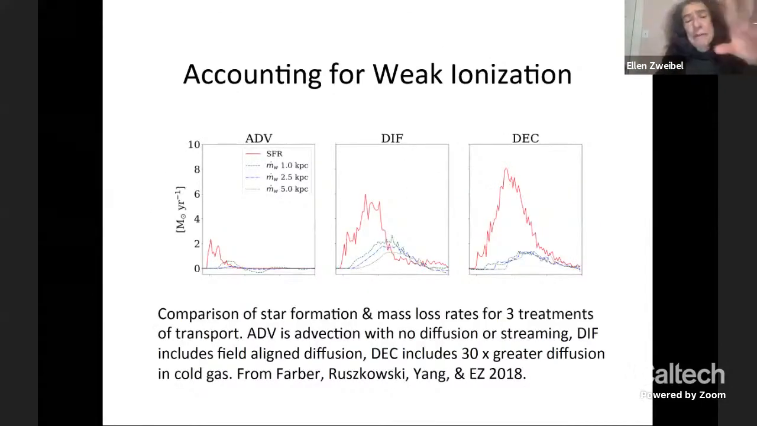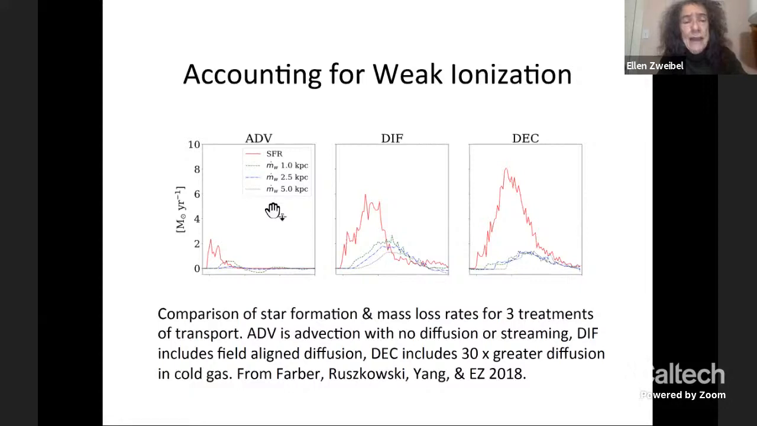Now, if you account for the fact that stars form in dense gas, which is weakly ionized, the waves that scatter the cosmic rays are damped, whether due to extrinsic turbulence or due to self-confinement, there should be some sort of decoupling. And with Ryan Farber, a grad student at Michigan, we investigated what the properties of winds and star formation would be like if we assumed that the cold gas has a larger cosmic ray diffusion coefficient. And it makes quite a difference.